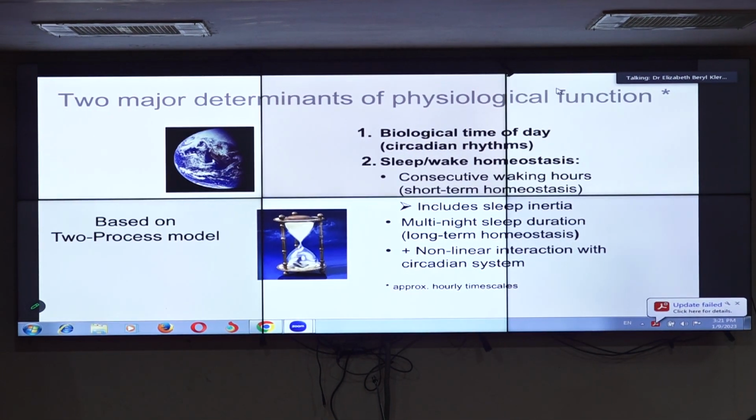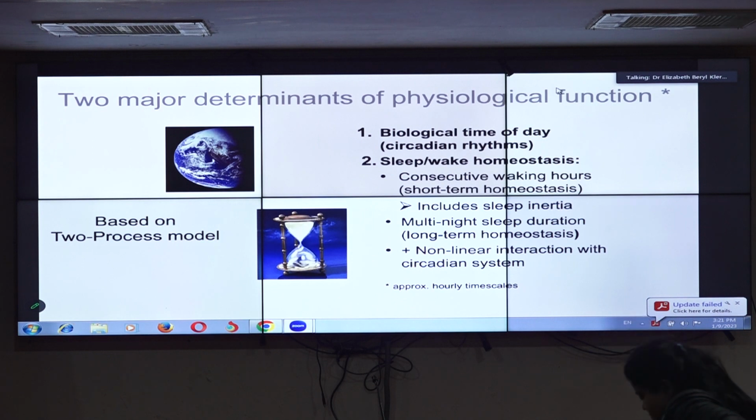Sleep-wake homeostasis can be thought of as consecutive waking hours, how long you have been awake, and that includes sleep inertia, which is the groggy feeling you have the first couple of minutes after you wake up. It does not necessarily require coffee to wake up, but it takes around an hour to fully dissipate, because not all of your brain wakes up at the same time. Some parts take a little longer. You can also think of sleep-wake homeostasis as long-term: the sleep deprivation you accumulate over a work week, which you can release on a free day or on vacation. And then there's a nonlinear interaction of these with circadian rhythms.